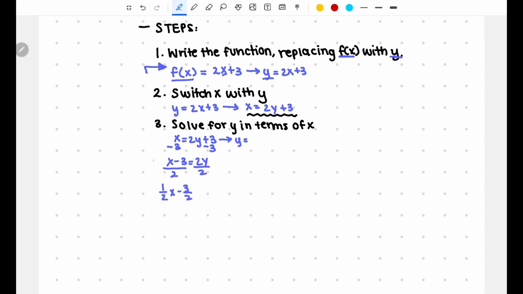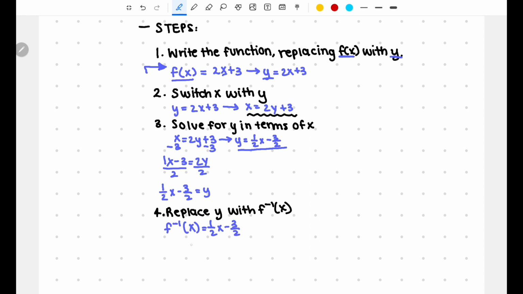Where did the 1 come from? Well, if you think about it, 1x is equal to x. So half x minus 3 over 2 is equal to y. So now we have solved for y. And the very last step is just replacing y with f inverse of x. So from this equation, just replace the y. F inverse of x is equal to half x minus 3 over 2 is the inverse of our original equation.